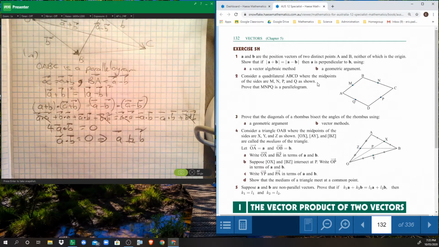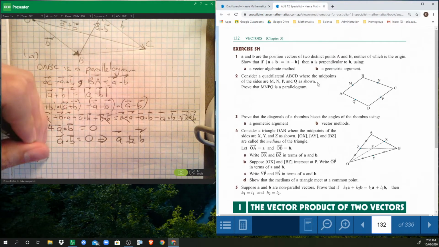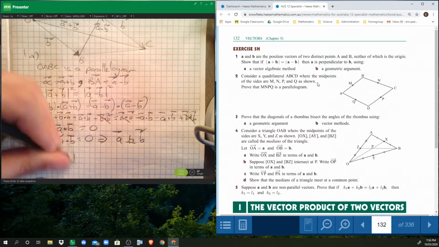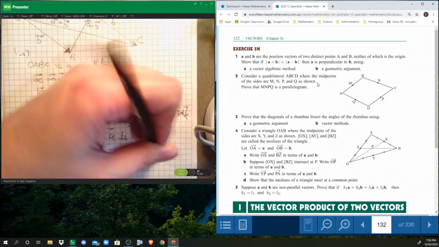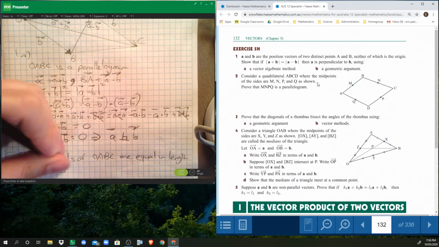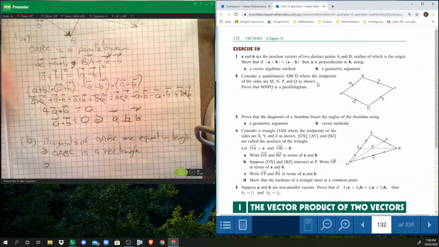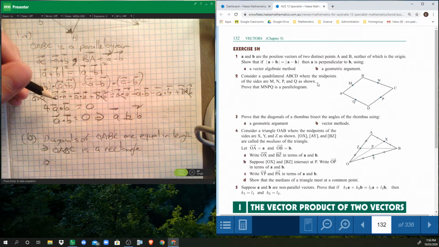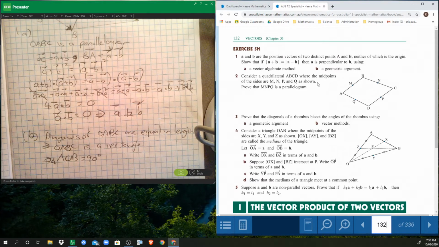That's the vector method. The geometric method would be: the diagonals of the parallelogram OACB are equal in length, which implies that OACB is a rectangle, and that implies that the angle A to O to B equals 90 degrees. So those are the two proofs there.